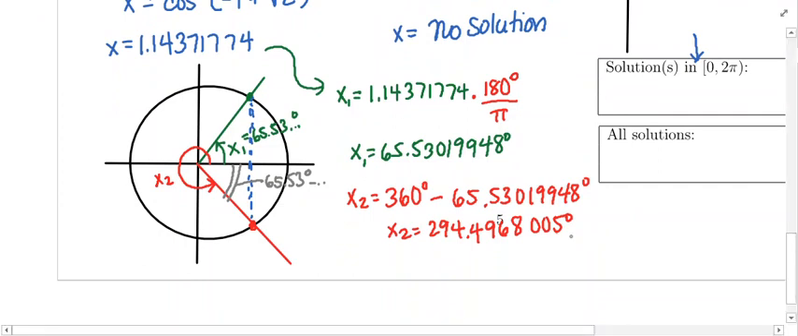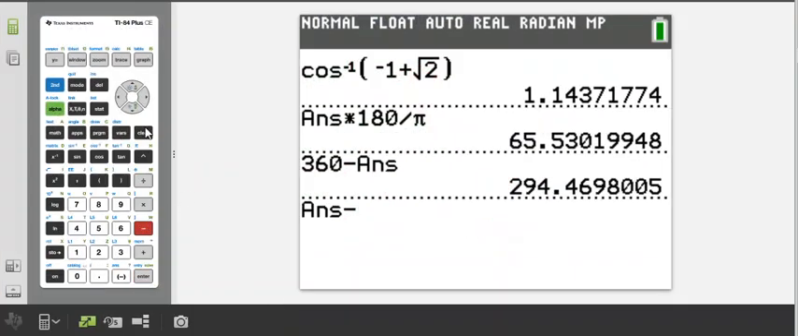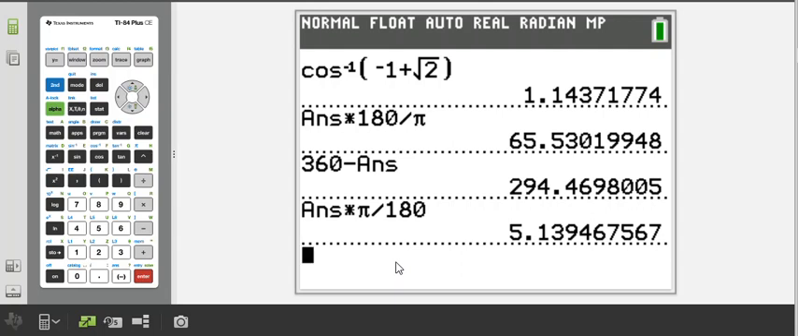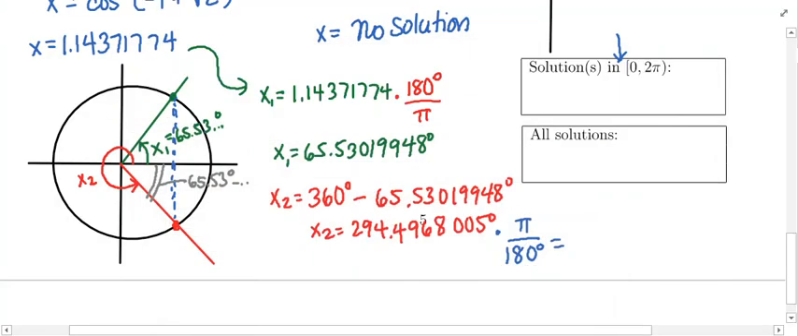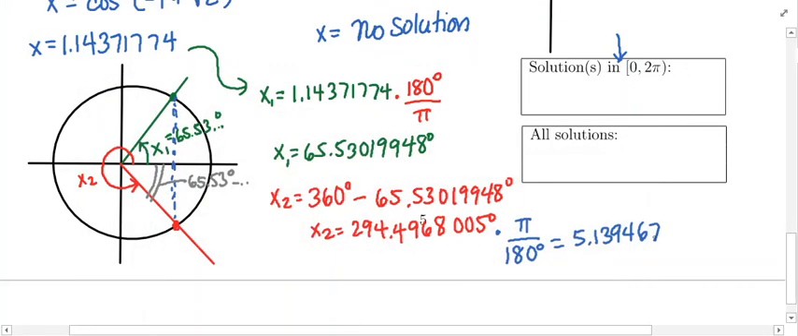I'm going to end up multiplying it by pi over 180, and this is going to be the radian measure. So we multiply this by pi over 180, and then here we go. This is the other radian measure that is going to work for us. I will go ahead and write out the whole thing. This is going to be 5.139467567, and this is radians, so I'm not putting a degree symbol.